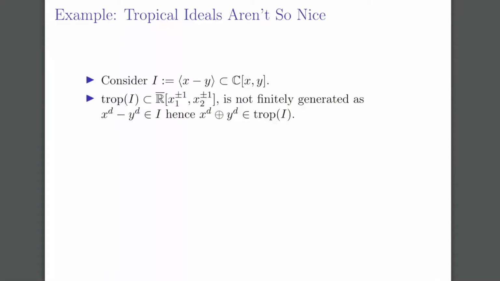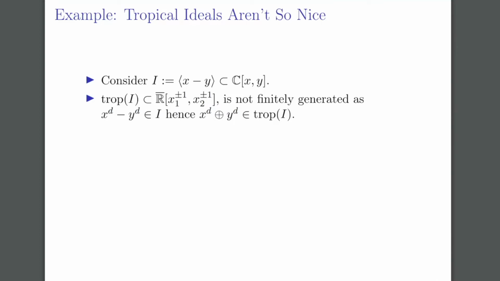It's not going to be finitely generated. Why isn't it finitely generated? I have these binomials in I of the form x^d minus y^d. I multiply x minus y by some cyclotomic polynomials to get nice cancellation, and I get x^d minus y^d. When I tropicalize I, I'm tropicalizing every polynomial, so I'm replacing all the coefficients with tropical 1, which is 0. I end up getting x^d plus y^d, and this is going to be in my tropical ideal.